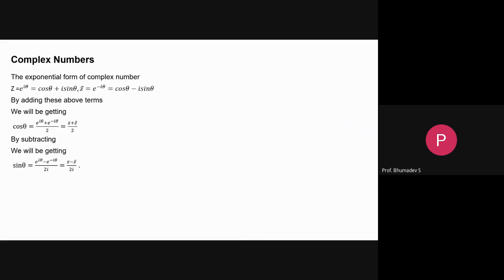So this is for the simple complex number that we have written, which we will be using in the expansion part that we will come to know in the coming parts of the lectures.